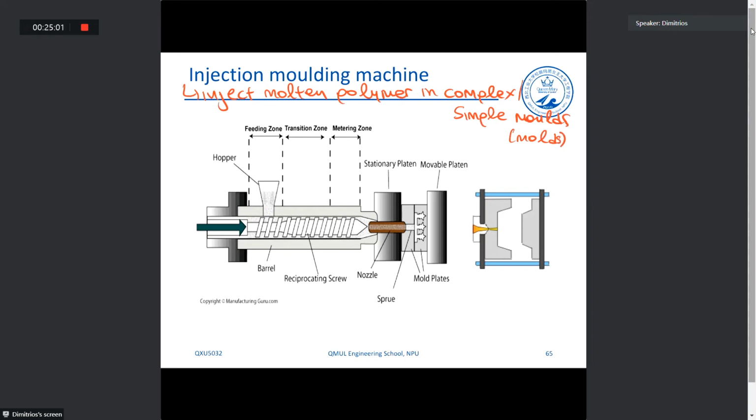I never learned how to write it. What is the correct way of writing molds? I think one is UK English and the other is American English.